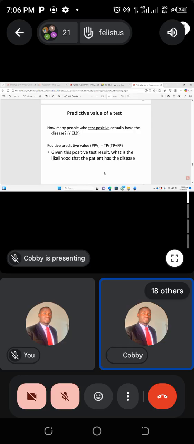So the positive predictive value is true positive divided by true positive plus false positives. Who can notice the difference between the positive predictive value and sensitivity in terms of the formula? Who has noticed the difference?